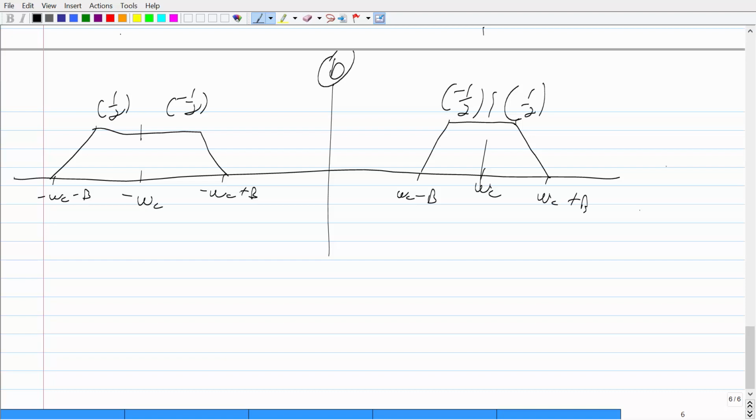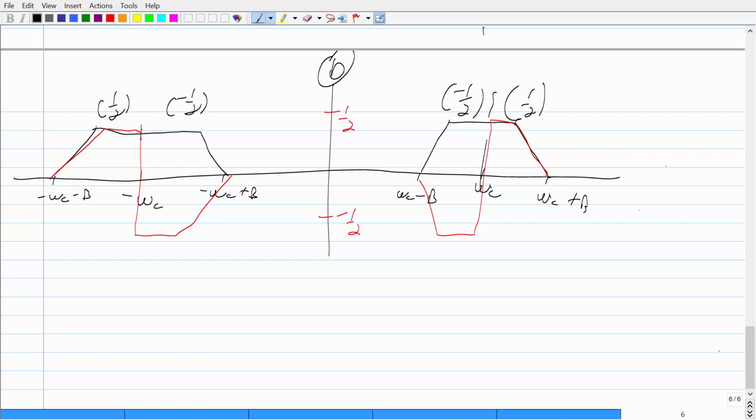If you wish, you can flip it and draw something like this. You can go like this, and then it looks like this and that, if you want. It doesn't matter, either one is acceptable. And then you can have a half and then a minus half here.